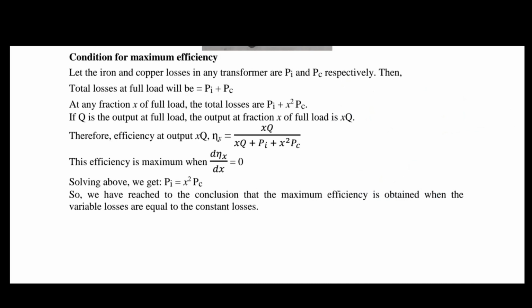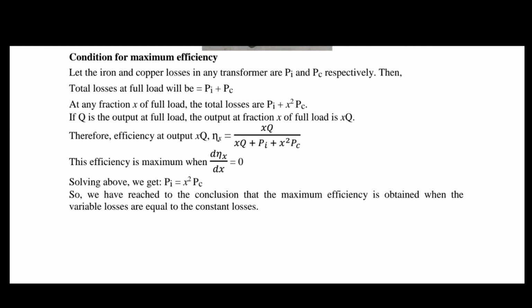Okay. So now another question arises: when will we have maximum efficiency? How can we draw the maximum efficiency from the transformer? Okay, so we will be differentiating this efficiency formula, and differentiation is done with respect to the variable quantity, and the variable quantity here is the current, or you can say the x factor. So x is the fraction which is variable.